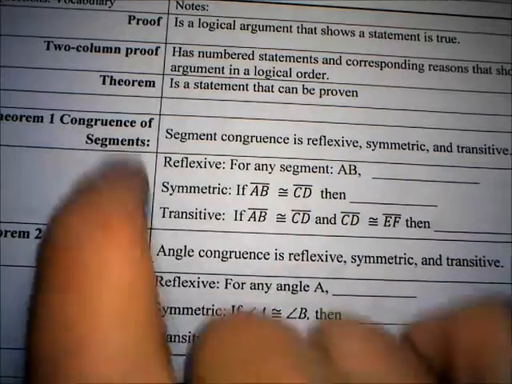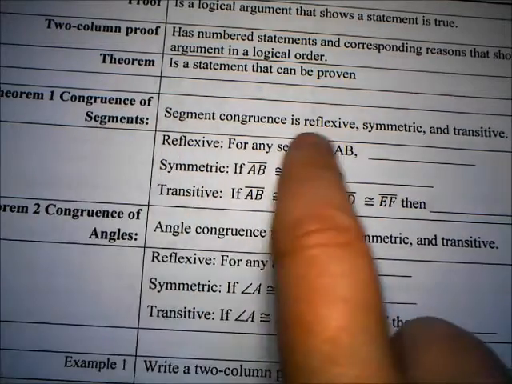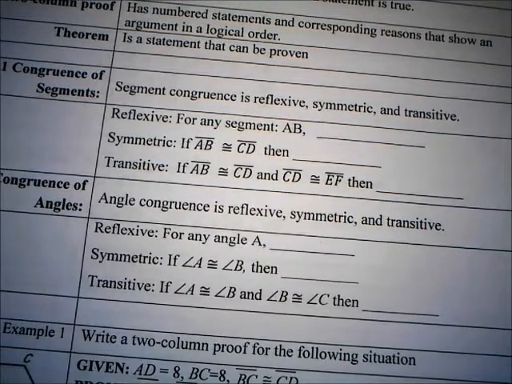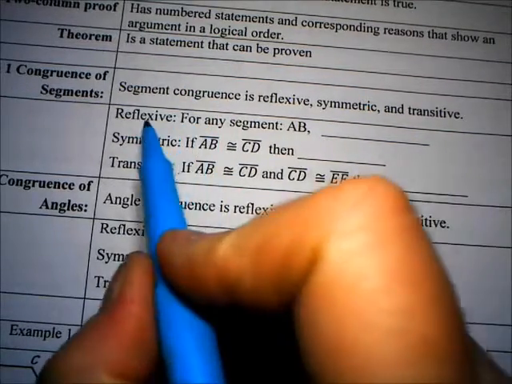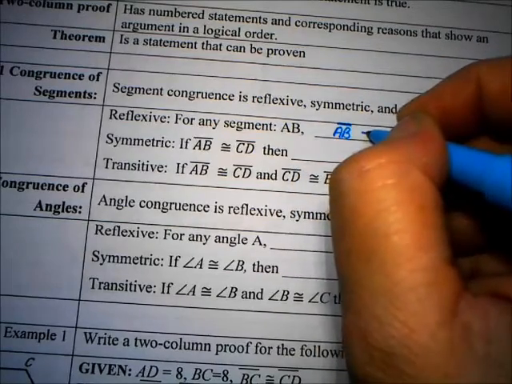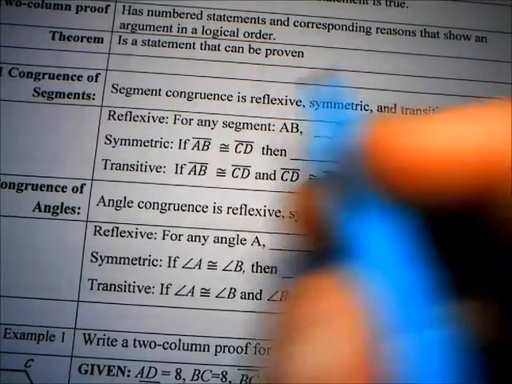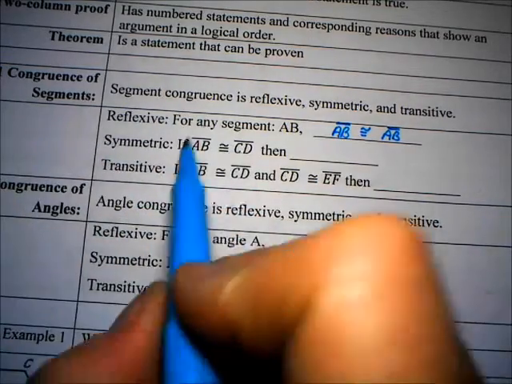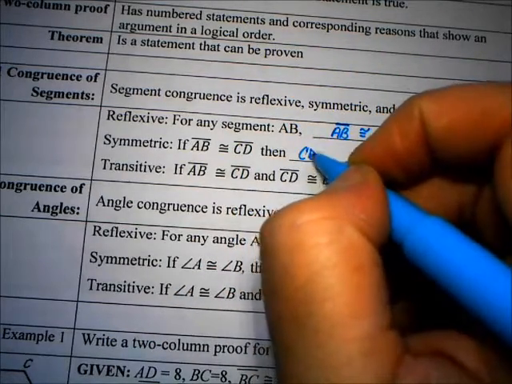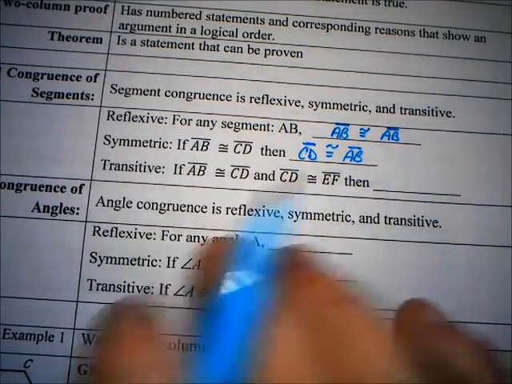Here are our first two theorems, so these are given truths. The segment congruency theorem, congruency of segments, says that they are reflexive, symmetric, and transitive. Right below it I give you examples that we're going to fill in. For any segment, if it's reflexive, you have AB with a little line over it is congruent to AB. They're equal to each other, or congruent to each other. Symmetric, like before, flips things around, so if segment AB is congruent to segment CD, we're going to flip it, and CD is congruent to AB.